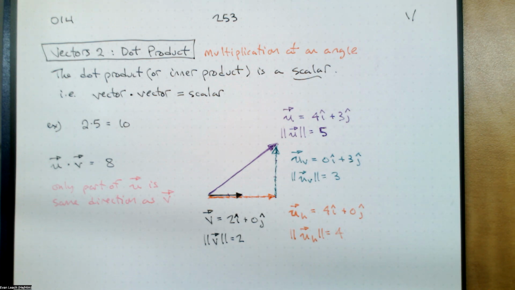This is the thinking of dot product. Multiplication at an angle. That's the thinking of the dot product.